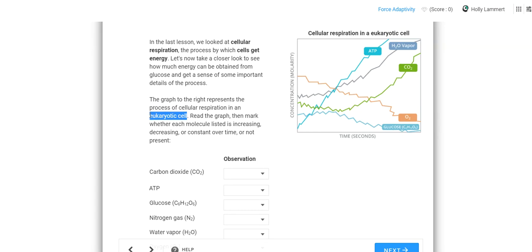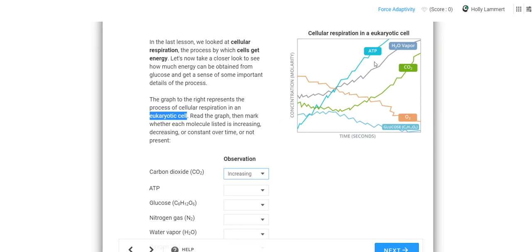Read the graph, then mark whether each molecule listed is increasing, decreasing, or constant over time, or not present. So as I look at my x-axis, that's time in seconds from left to right. That's the change over time. And then on my y-axis, I see concentration, which they measured in molarity. Okay, so let's just take a look at carbon dioxide. That's the green line. And over time, I see that it is increasing.